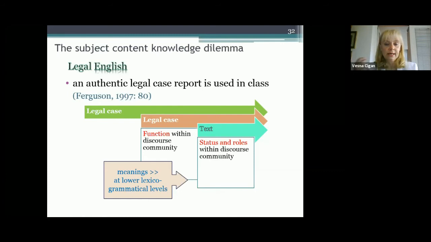In legal English class, teachers very often use an authentic legal case report. Legal cases have a particular function in the legal discourse community. Hence, in Ferguson's view, which many of us agree with, LSP teachers should have knowledge of the status and roles of different kinds of text within the discourse community. It also helps if teachers understand how particular meanings are textualized at lower lexicographical levels.